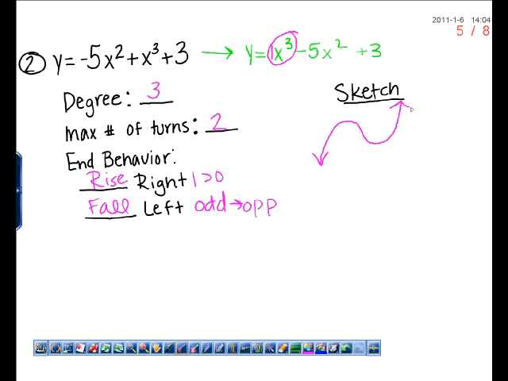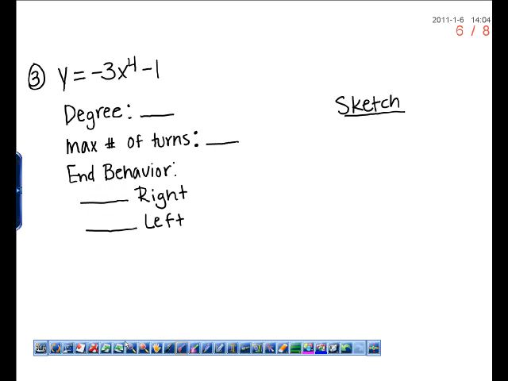All right, another one. Y equals negative 3x to the 4th minus 1. Is this in standard form? Yes. Go ahead and circle your leading term. It's the only one we care about right now. What's the degree? 4. Max number of turns?